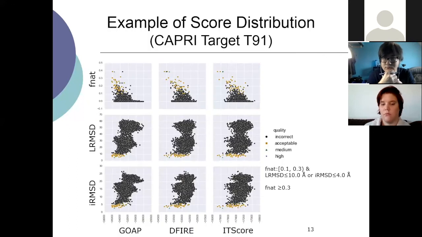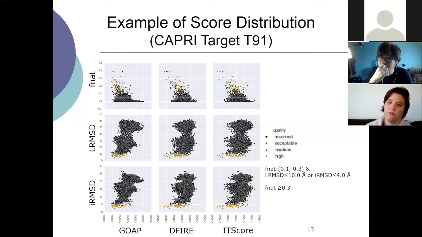Okay, so far any questions? I had another question. I didn't completely understand, in the three, GOAP, DFIRE and ITScore, you said that you use the statistics from the PDB. How does that statistics give you interface-level information?